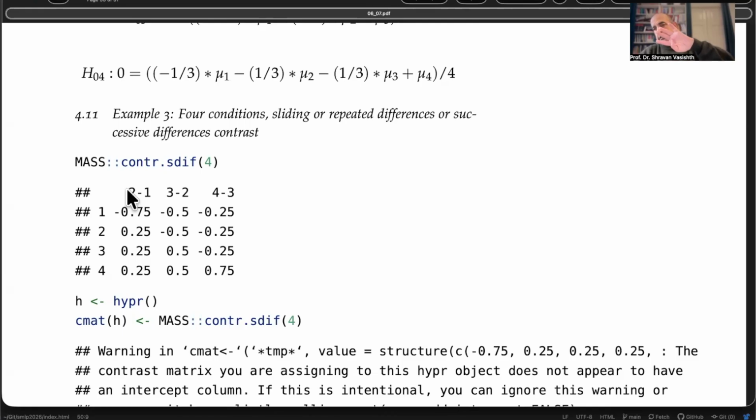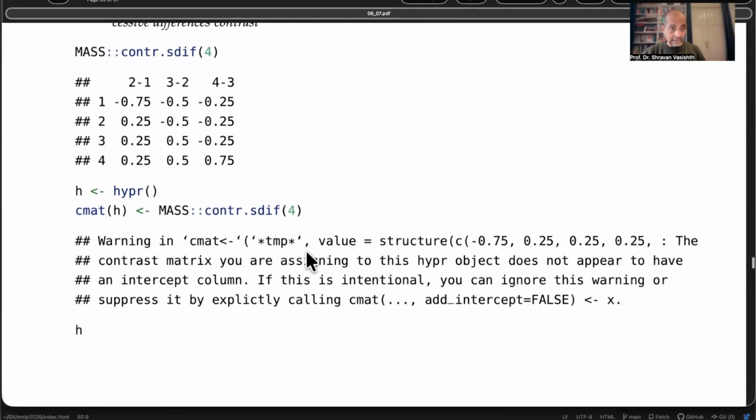If there are four conditions, it will compare the second to the first condition, the third to the second condition, and the fourth to the third condition. So you can see the names of the comparisons here, and there's a contrast matrix here that is not at all intuitive. Like if I just eyeball this contrast matrix, I wouldn't really know what comparisons are being done. So let's try this out with hypr.